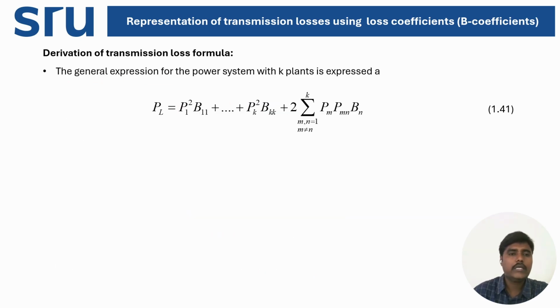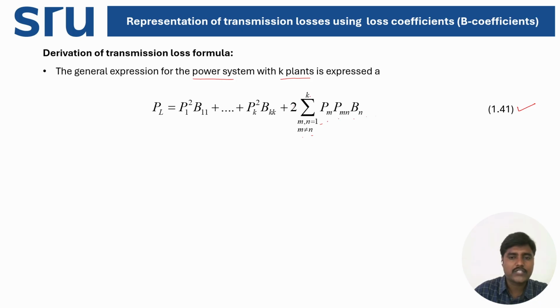In general, if the power system is having k number of plants, the same loss formula can be expressed in a generalized form as 1.41, where PL is equal to P1 square B11 plus and so on plus PK square into BKK plus 2 into summation m comma n is equal to 1, where m is not equal to n up to k, PM BMN into PN.